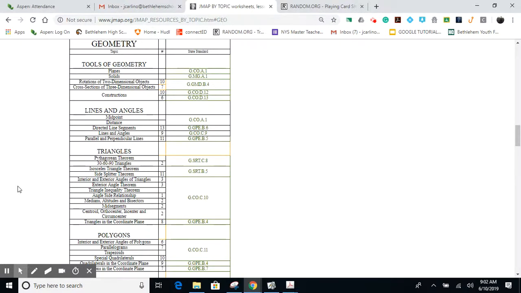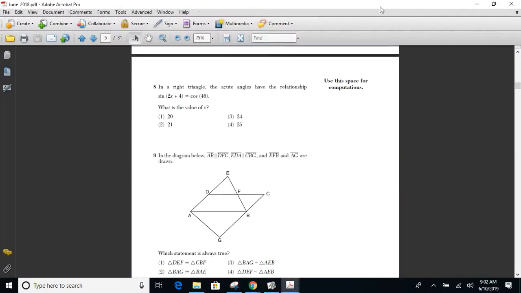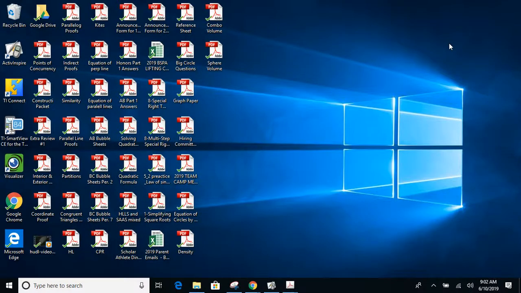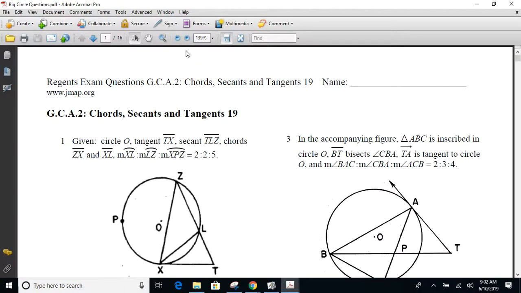So where's the, actually I got it on my desktop, the big. Okay, where are the circle? There's a ton of stuff on here. This is what happens when you guys all email me about stuff. Congruent coordinate proof, partitions, law of sines. Where are those circle questions? Big circle questions. Okay, here we go.